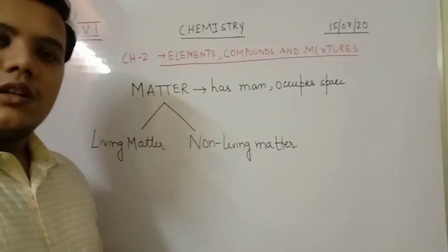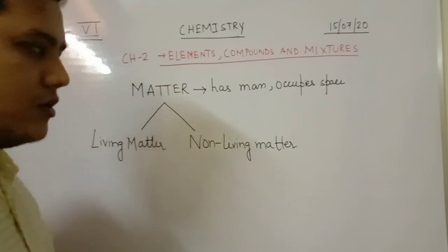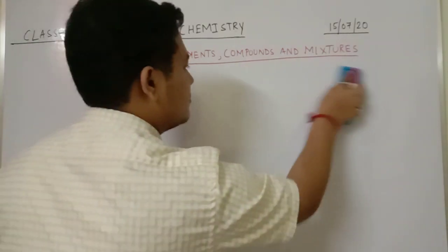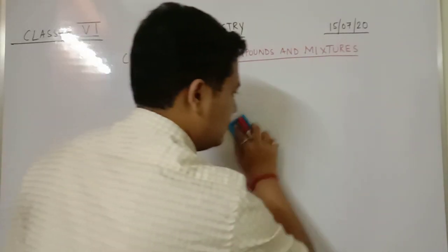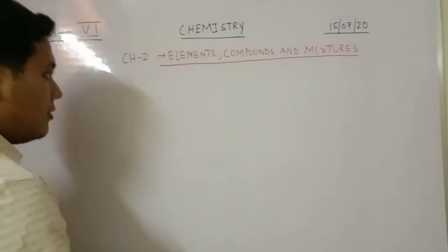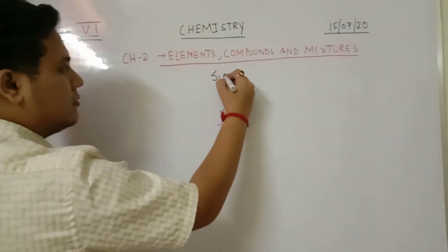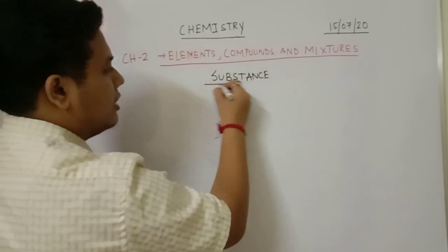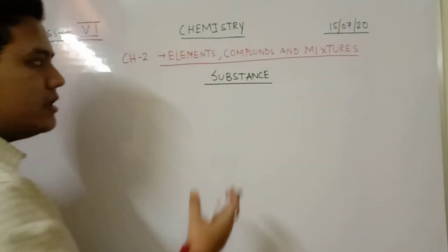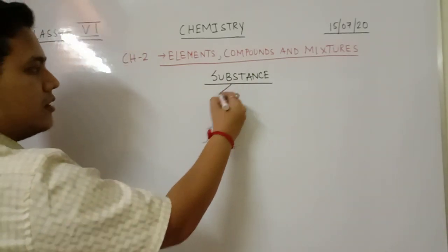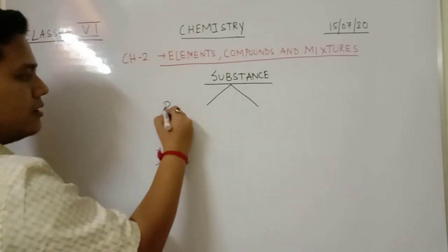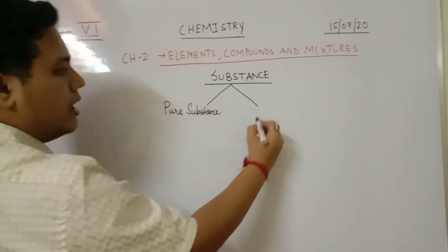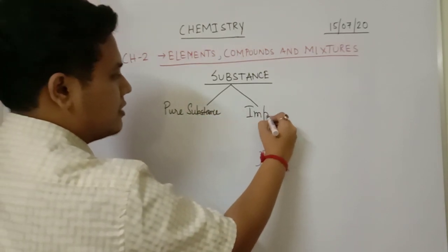So substance or material is also further divided. Let us know that. I am writing the non-living matter as a substance. Substance is divided into two parts: one is pure substance, another one is impure substance.